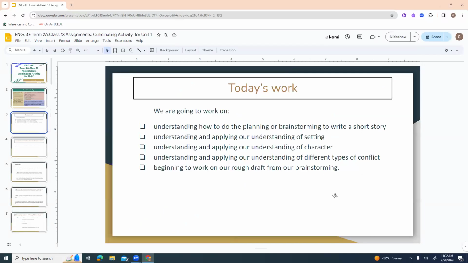Okay, so today's work. We are going to understand how to do the planning or the brainstorming to write a short story. We're going to work on understanding and applying what we know about character, setting, and different types of conflict in stories. And then if we have time, we're going to begin to work on our rough draft from our brainstorming. If we don't have time, we'll work on that tomorrow.